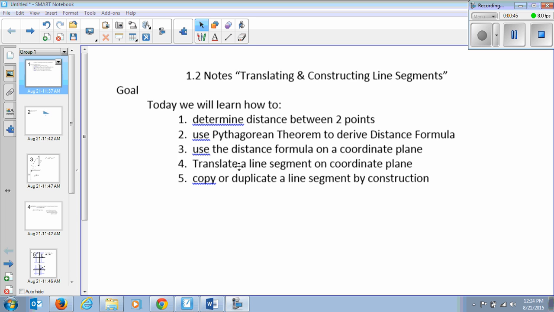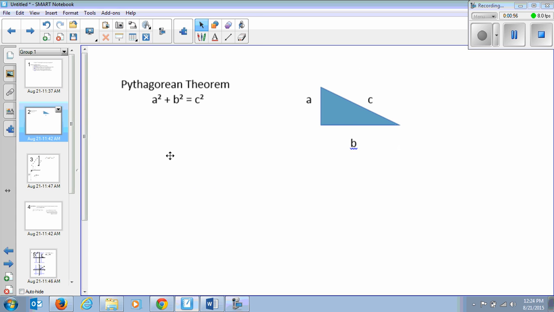We're also going to learn how to translate a line segment. This other stuff here, the duplication of a line segment and the construction of one, we'll show you how to do that in class. We're not going to go through that on the video here. So let's look at this first slide.